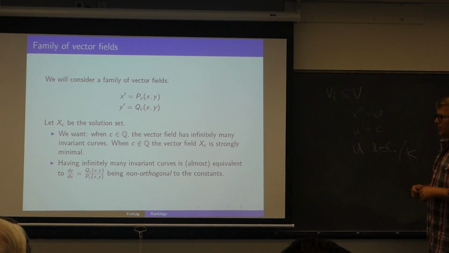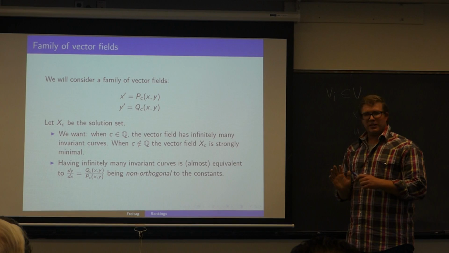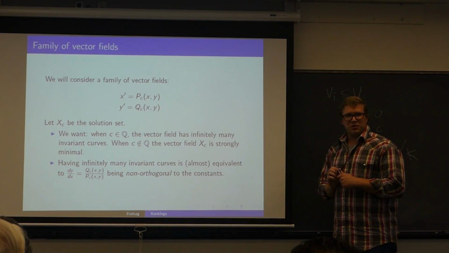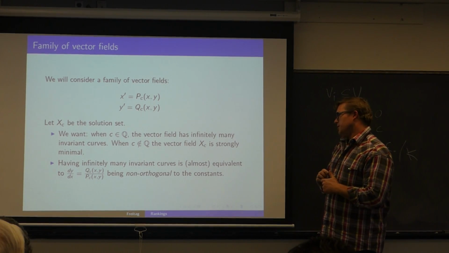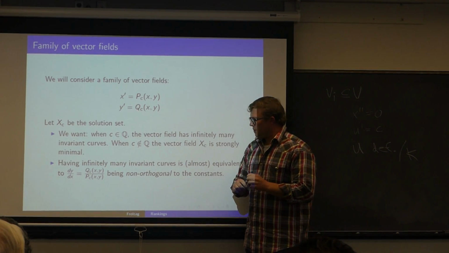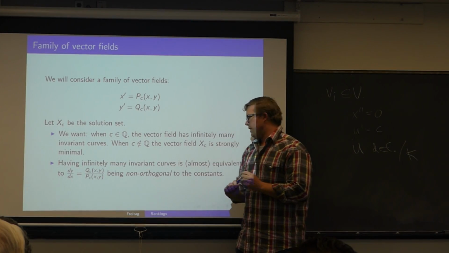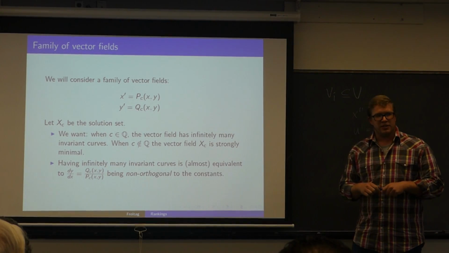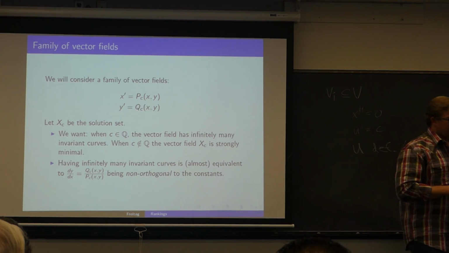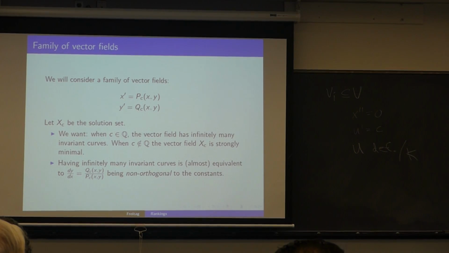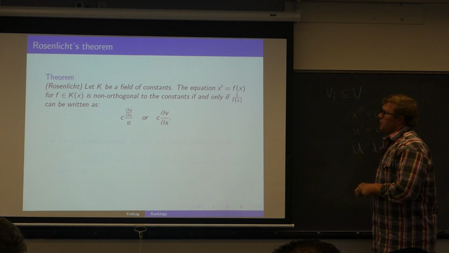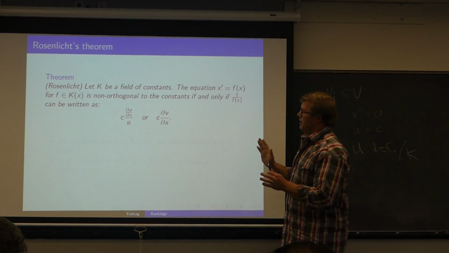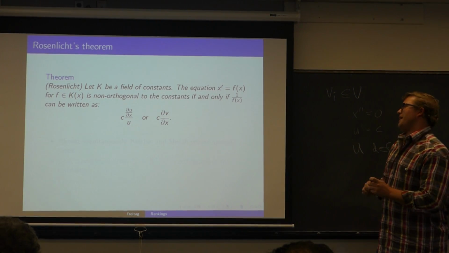Now, having this condition, it's almost equivalent, and I don't want to say what I mean by almost, but if you want to talk to me later, I can. It's almost equivalent to this model theoretic notion of a certain associated order 1 differential equation being non-orthogonal to the constants. That's really the condition that I'm going to think about, because it's easier to think about order 1 equations than order 2. So you can't use this theorem of Rosenlicht, but we're going to do something like it.